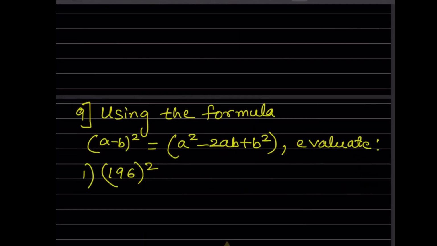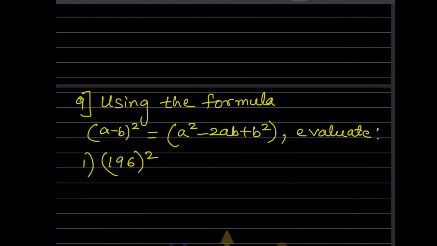So now here they have said to use the formula a minus b whole bracket square. That is, the formula is a square minus 2ab plus b square, and you have to evaluate this one. So now it is minus. So what are you going to do? You are going to take 200 minus 4. Why did we take it like this? It becomes easier for the calculation.